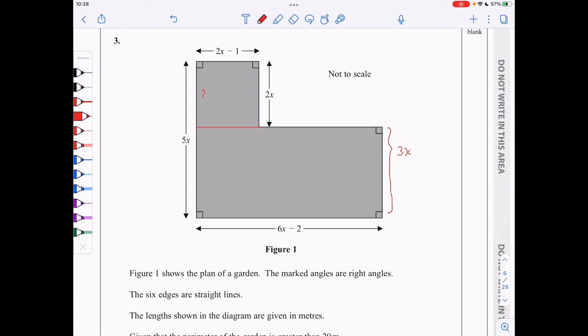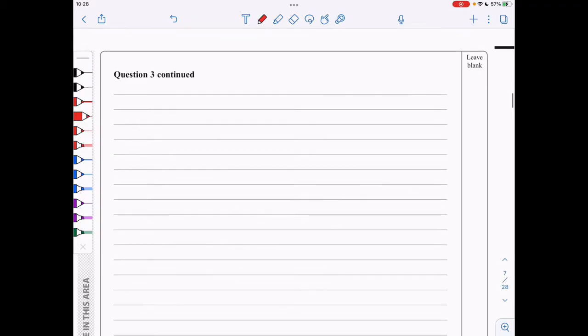Now, the top part is 2x times (2x minus 1), and the bottom part is 3x times (6x minus 2). The sum of these should be giving me the area. So what we get is that 2x(2x minus 1) plus 3x(6x minus 2) is less than 72. I will expand to get 4x squared minus 2x plus 18x squared minus 6x is less than 72, which leads to 22x squared minus 8x minus 72 is less than 0.